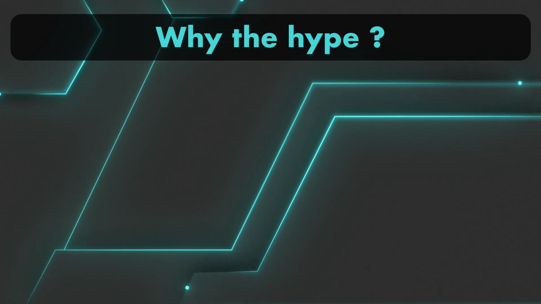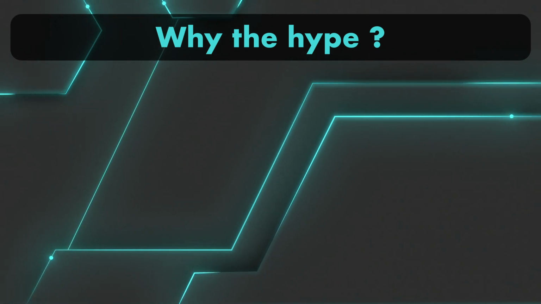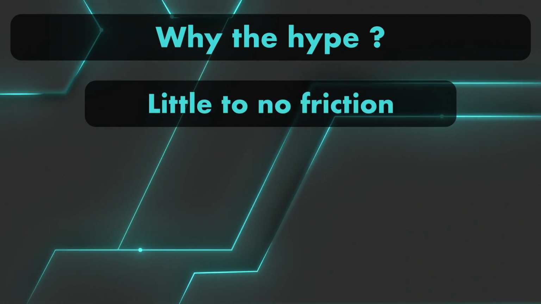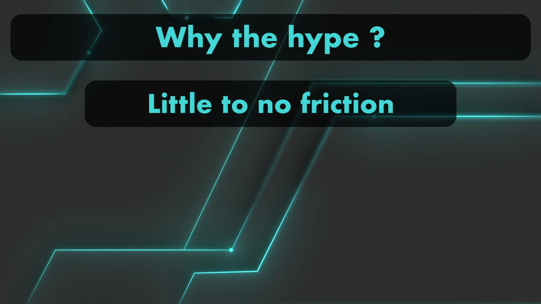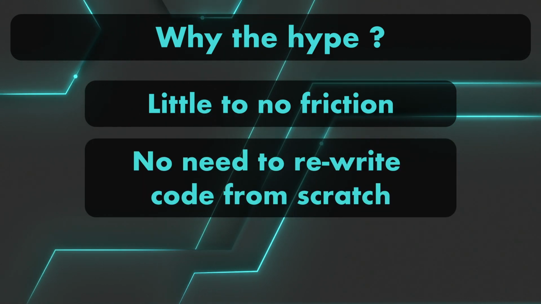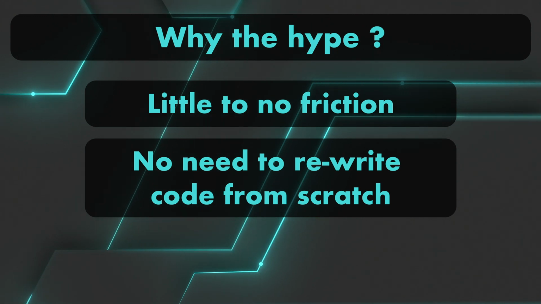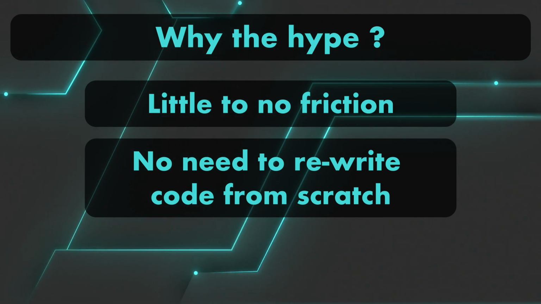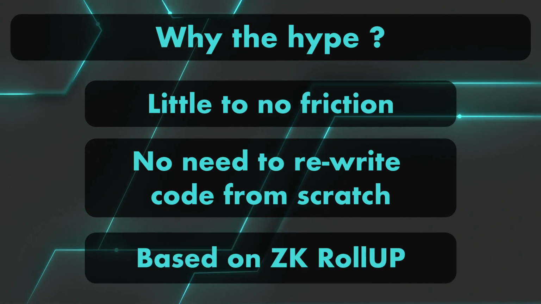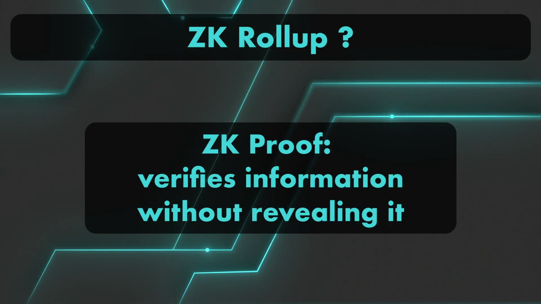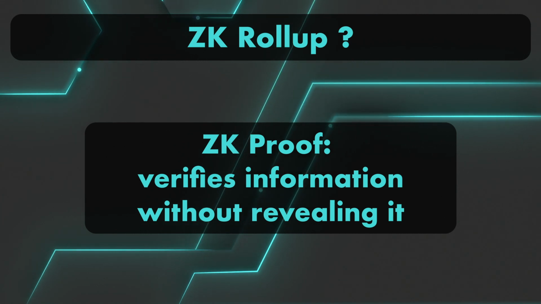And so zkSync is getting a lot of traction right now because of the very little friction, or even no friction at all in some cases, in porting your application that's on the EVM onto zkSync. And that's a big deal because it basically means that developers don't have to rewrite their smart contract from scratch in order to take advantage of zkSync. On top of that, it is based on zk rollup, which is based on zk proof. Now, zk proof allows you to verify information without revealing it, basically.